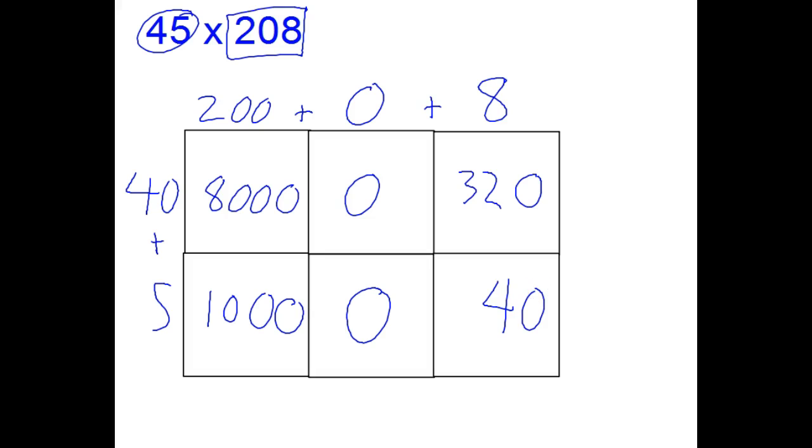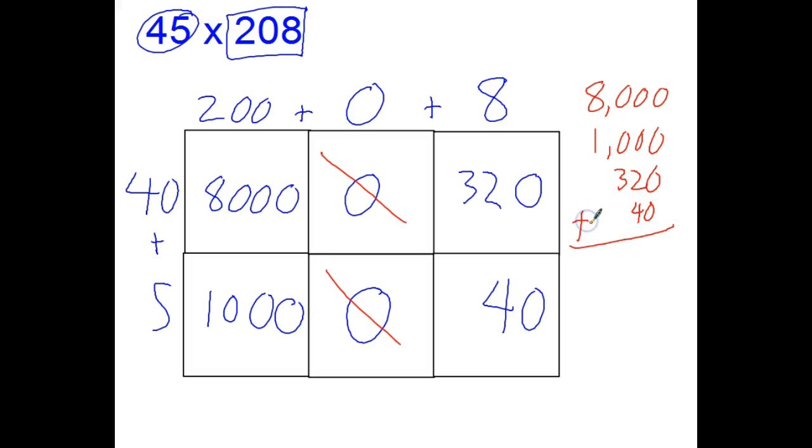When I go to add them this time, I'm not going to worry about these 2 zeros because they don't mean anything. So I'm just taking my other numbers, 8,000, 1,000, 320, and 40. It's going to make it easier to add this time. All zeros, 2, 6, nothing to carry. I got a 3, and 8 plus 1 is 9. 9,360.